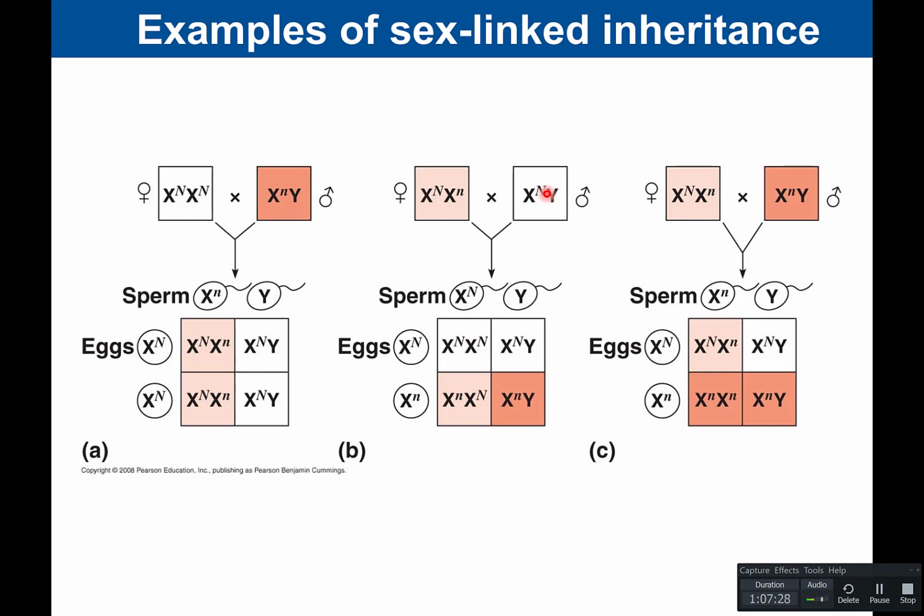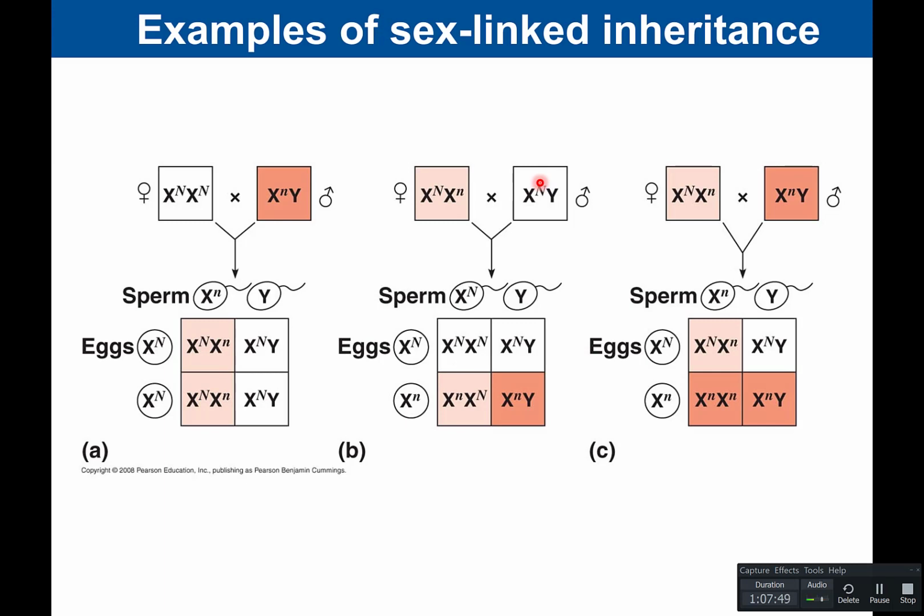Now, this would be my scenario. My dad is colorblind, so I know I have to carry it because I know my dad gave me the X little n allele. He was definitely colorblind. So I'm a carrier. My children's father is not colorblind, so he would be this.